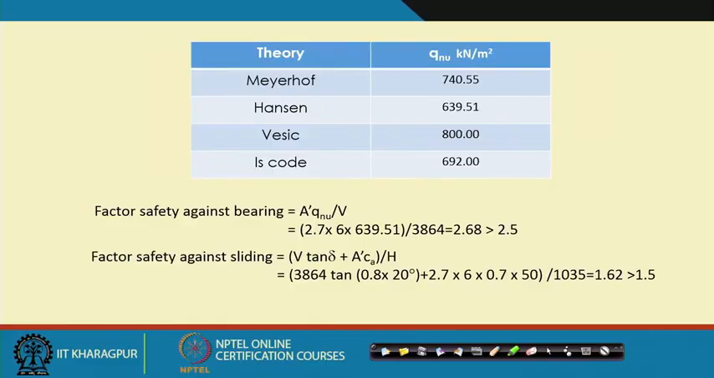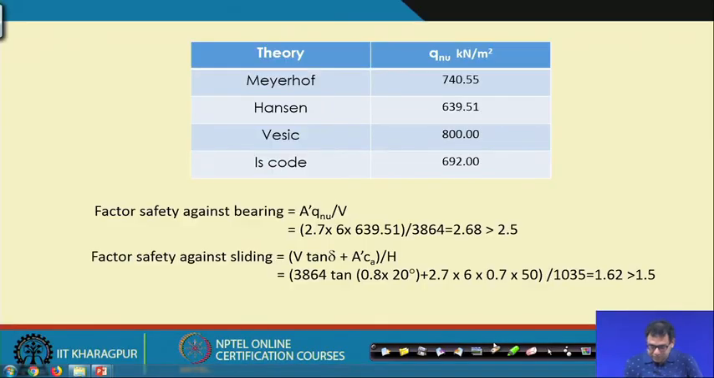Okay. So, that also we have to prevent. So, how will we check that? Simple: we use c_a into the effective area over which it is acting, plus the normal force into tan delta. Tan delta is the friction between any other material and the soil. Here the material is the foundation, maybe the concrete.